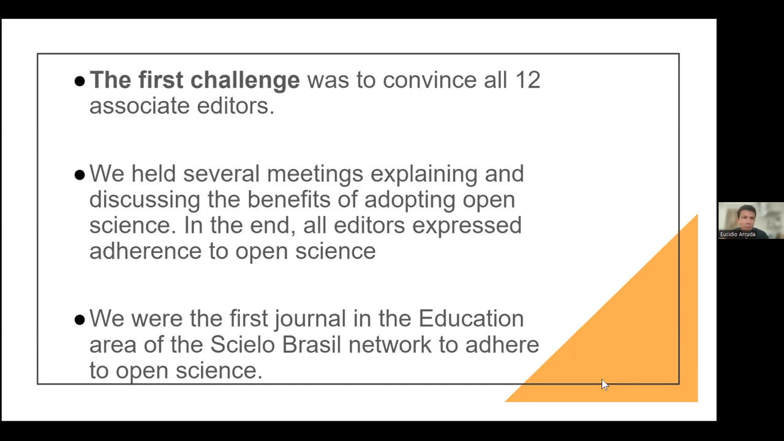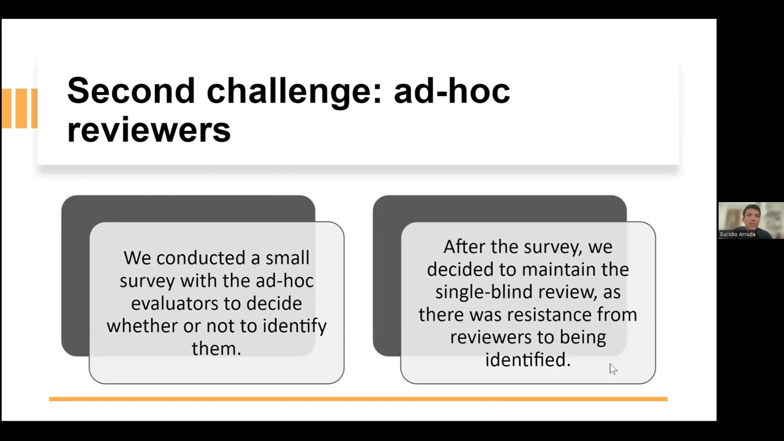We started the second stage, which consisted of discussing what kind of review model we would adopt. So the second step is we started to talk about our ad hoc reviewers. We were adopting identification of all evaluators or keeping the evaluators anonymous. Finding evaluators is not easy in our field, because this is one of the difficulties we were experiencing before open science, and we had a concern not to turn away the evaluators we had.